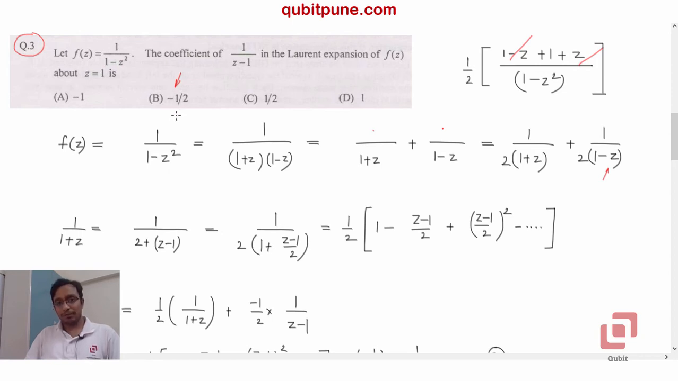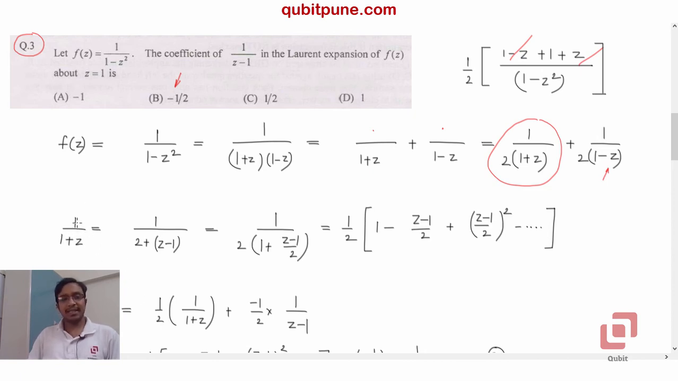Okay, so we have already got our answer, that the coefficient of 1 upon z minus 1 in the Laurent expansion of f of z about z equal to 1 is negative 1 upon 2. But what I have done is I have gone one step ahead, and kind of verified that this particular term here does not have 1 upon z minus 1 in its Laurent expansion. Okay, now in order to check whether it has or it doesn't have, we have to proceed like this.